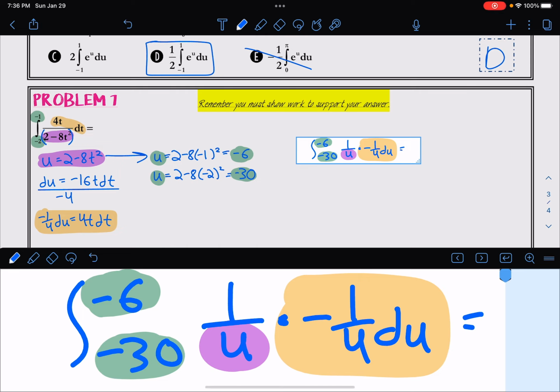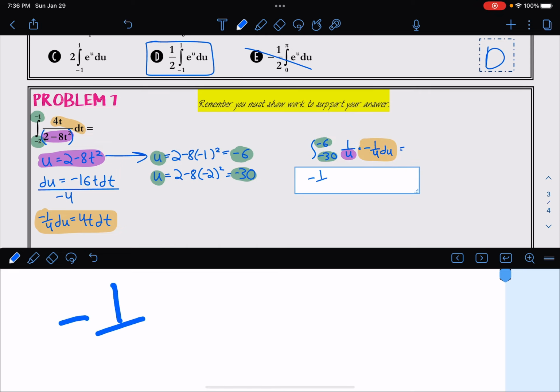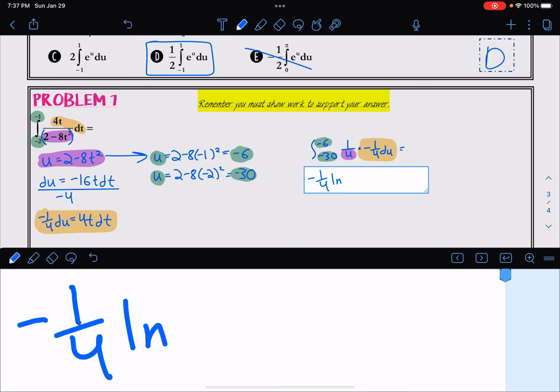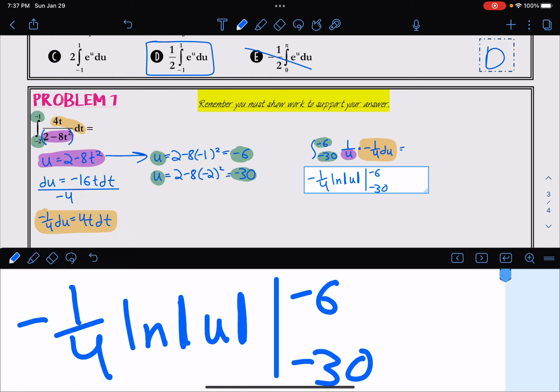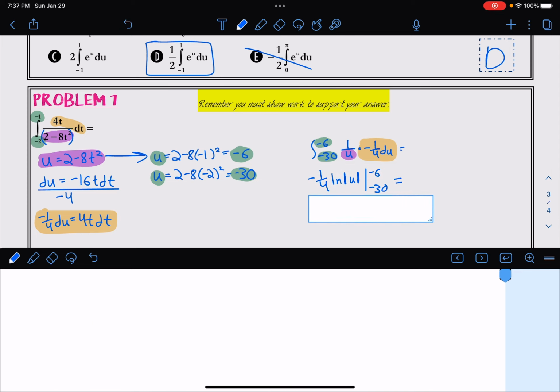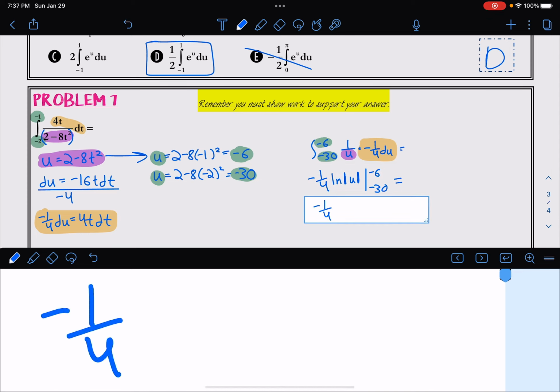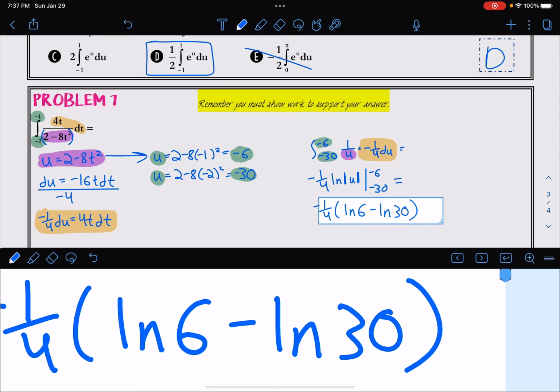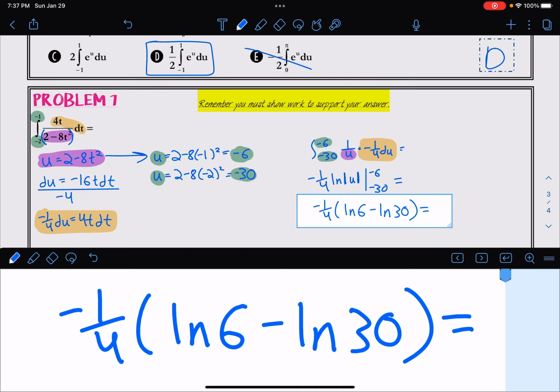Okay, so I can take the -1/4 out. 1 over u du in my integral is going to be natural log absolute value of u. Thank goodness we have this absolute value because we're going to be plugging in some negatives. Okay, and remember, when you have a coefficient here like the -1/4, I can just leave it out and do natural log, absolute value of -6 is +6, minus natural log, absolute value of -30 is +30.